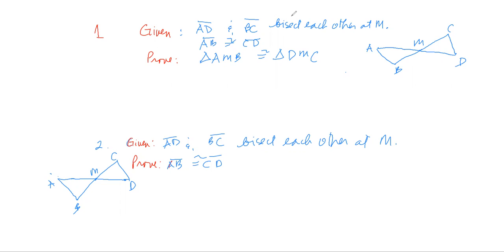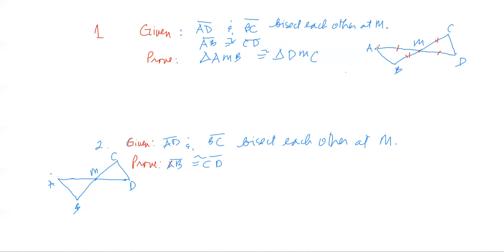Now, we need to do the markings that are implied by the given. So they bisect each other. That implies that this has the same length as this one because they are bisected at that point there. And also, these two should be the same measure as that. Now, if we want to use any of the postulates, SSS, SAS, or ASA, we need to find out what should be the third corresponding parts to be congruent in this problem.